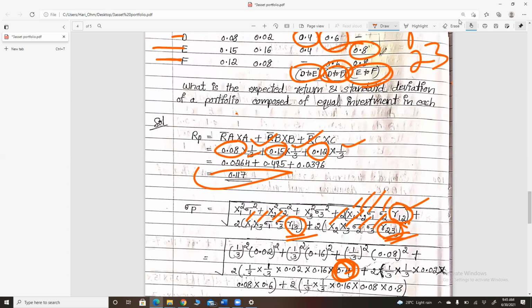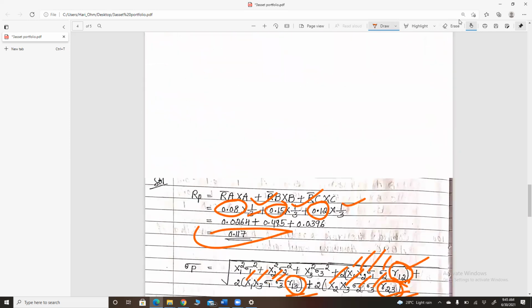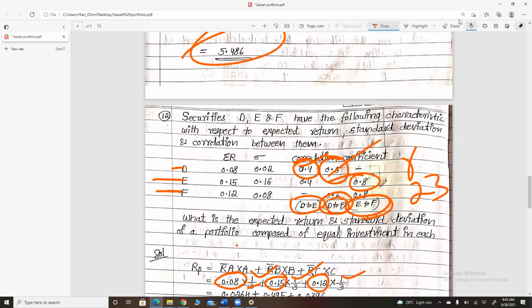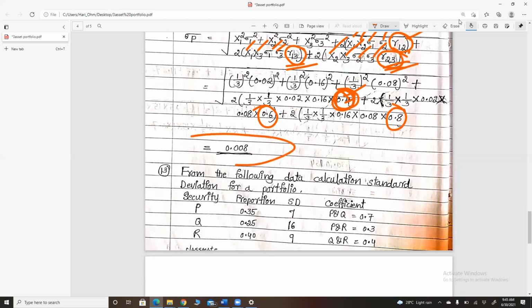Hope you're clear. Directly you can take: the first is 0.4, the second one is 0.6, and the third one is 0.8. D to E, D to F, and E to F. Hope you understood. Like that, you apply all the values and you get the answer, which is 0.008.